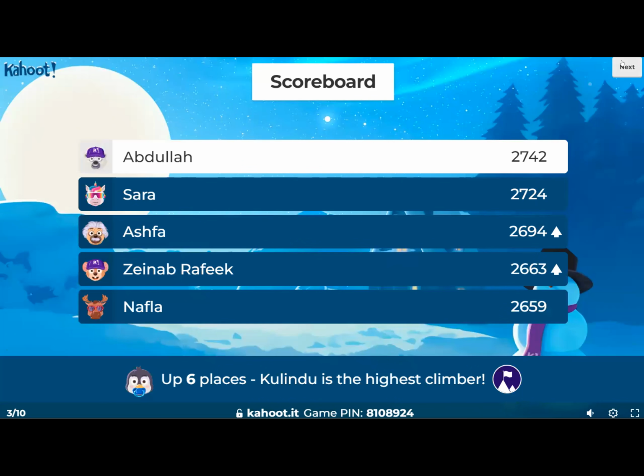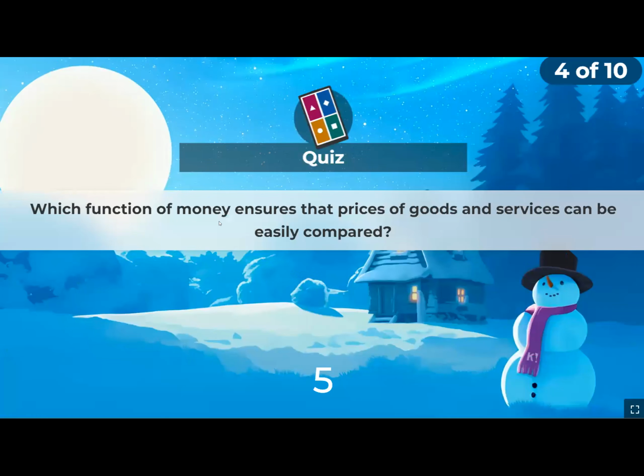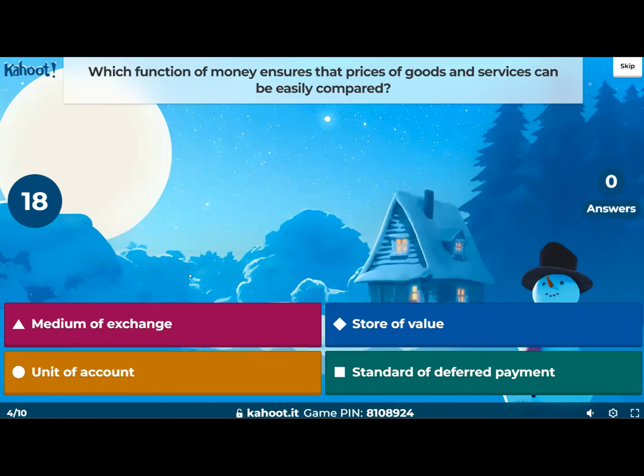Going to the next. Which function of money ensures that prices of goods and services can be easily compared? Medium of exchange, store of value, unit of account, standard of deferred payment. Which function ensures that prices can be easily compared? Which function?